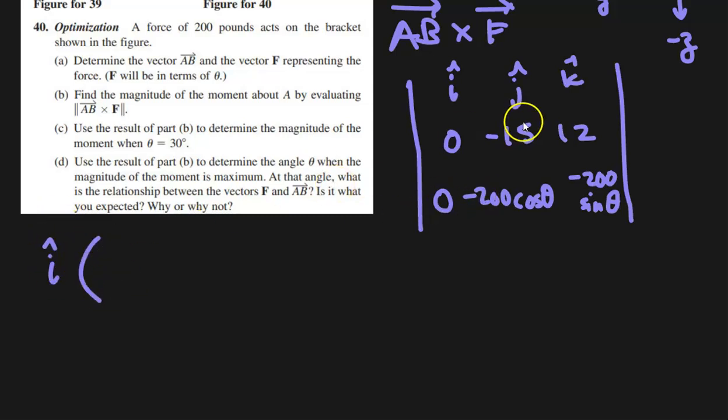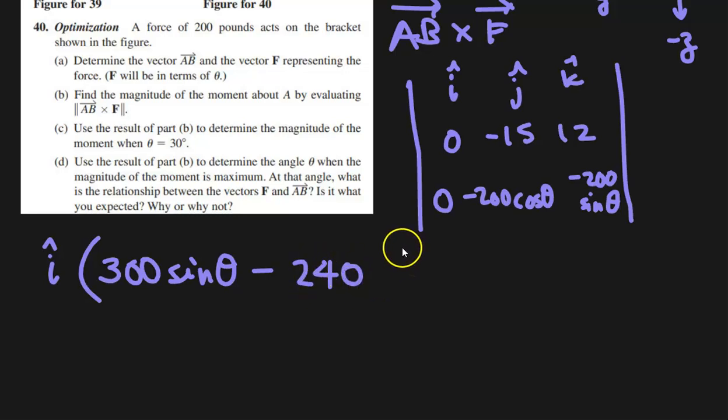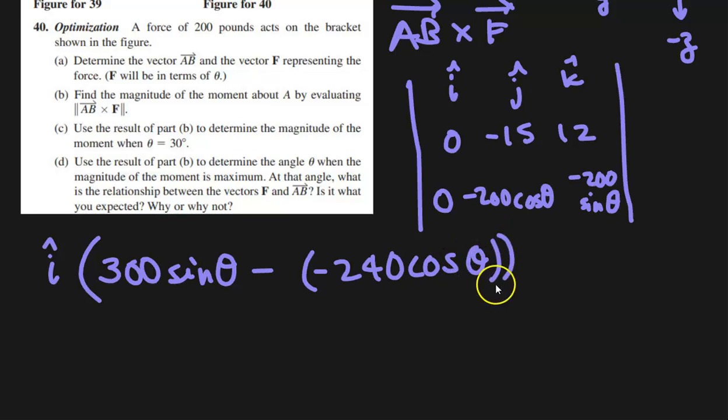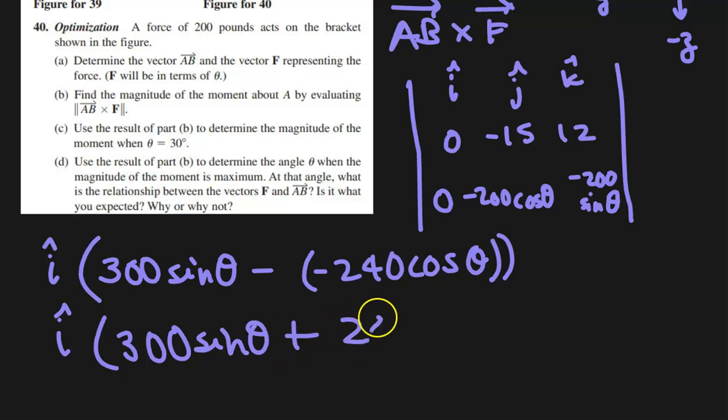We're going to get I times negative 15 times negative 200 sine theta. That's just going to be 300 sine theta. Then we have minus, this is 240. Wait, sorry, it's minus, and then we have a negative 200. So negative 240 cosine theta. And lucky for us, this simplifies out nicely. Again, if you want, you can go through the process, but you'll see that the J components and K components of the cross product will just be 0. So there's nothing to worry about over there. This, on the other hand, is also nothing to worry about. It's 300 sine theta plus 240 cosine theta.